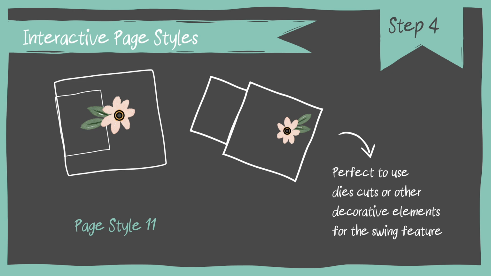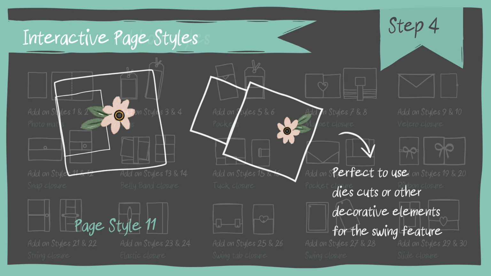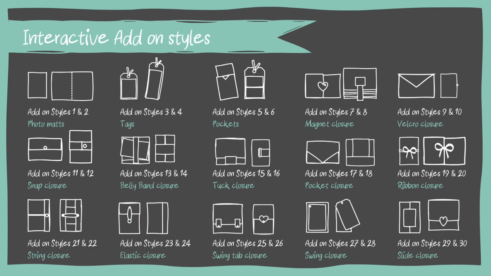Another example would be my page style number 11, and that's a page style with a swing feature. And for the swing feature, you could use either a chipboard sticker or an ephemera piece. You could also use a die cut you have in your stash, which matches with the collection. And this swing feature would then be the reason why I would choose this page style to include in my album.